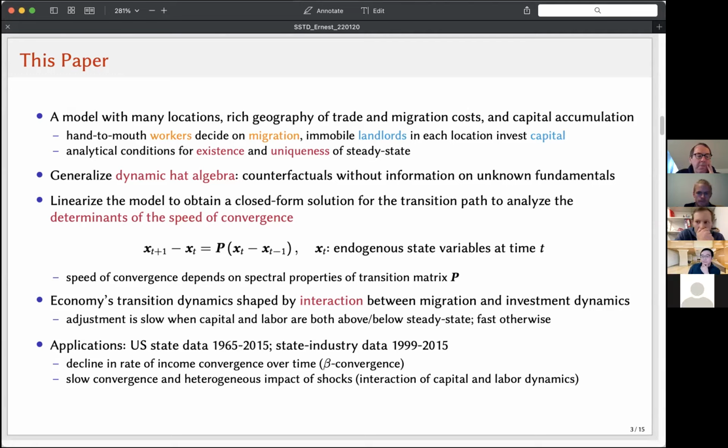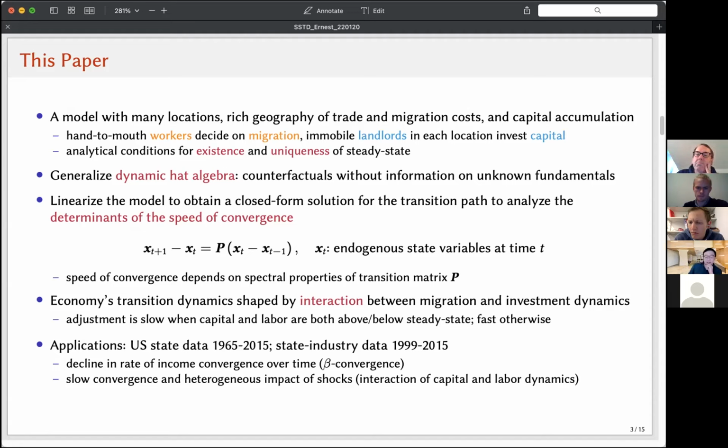Sure, thanks. Richard? I have a question. Yes. Can you solve the model around the steady state with spatial features and then get the speed of convergence under spatial assumptions?